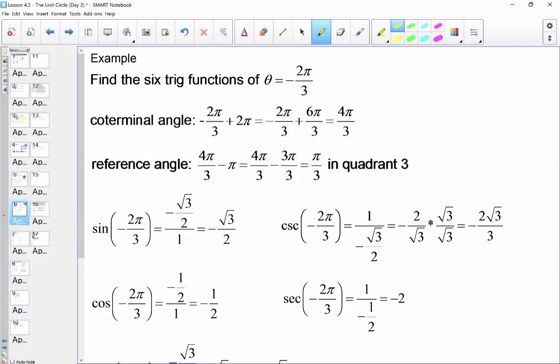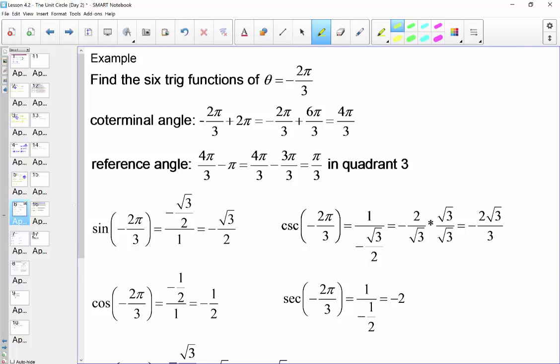Next, we're going to find the 6 trigonometric functions of when theta equals negative 2 pi over 3. Now, first, we need to recognize that we have a negative angle, and we prefer to always work with a positive angle, particularly an angle between 0 and 2 pi radians if we're working in radians, or 0 and 360 degrees if we're working in degrees. So in order to find our coterminal angle, let's go ahead and add 2 pi.